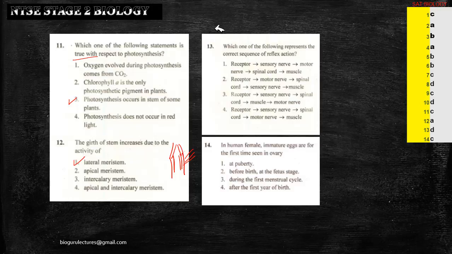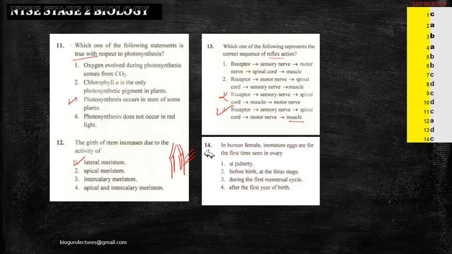Alright, next 13th question. Which one of the following represents correct sequence of reflex action? All of them start with the receptor and end with the muscle, except the third one. Then we can remove this, and we actually study this: first receptor, then spinal cord. From the spinal cord, it's going to revert to the muscle directly. That's what is called a reflex action, and hence you can go with option 4 here.